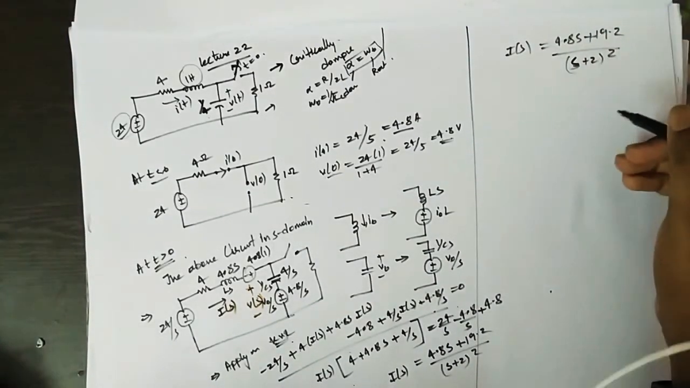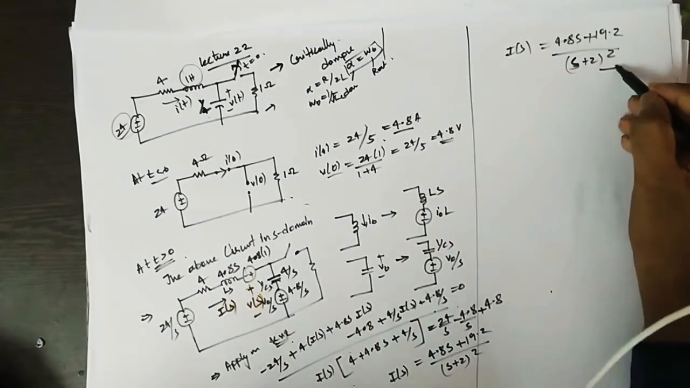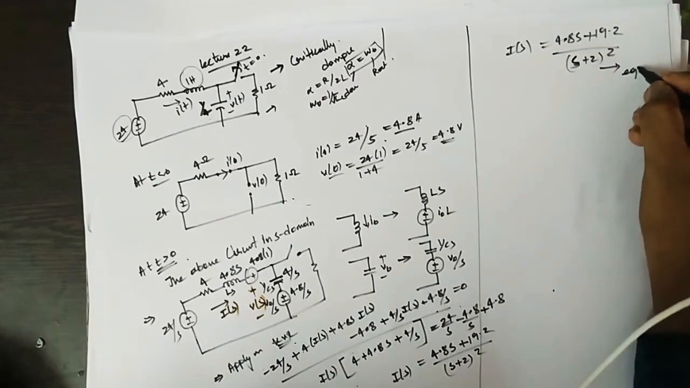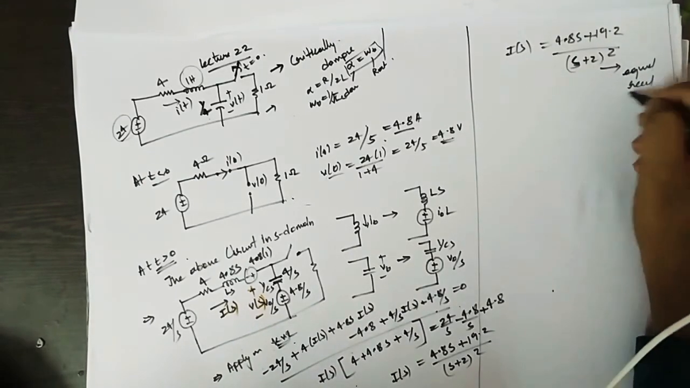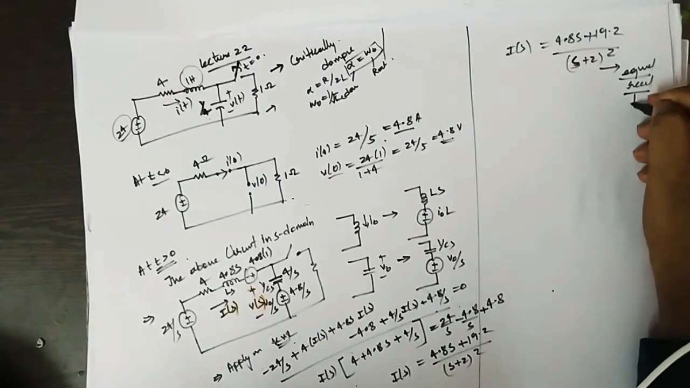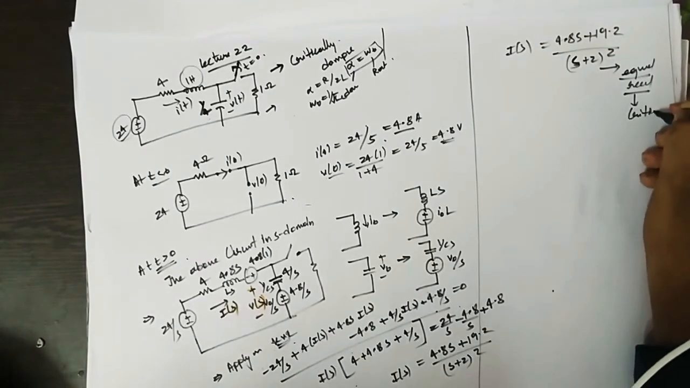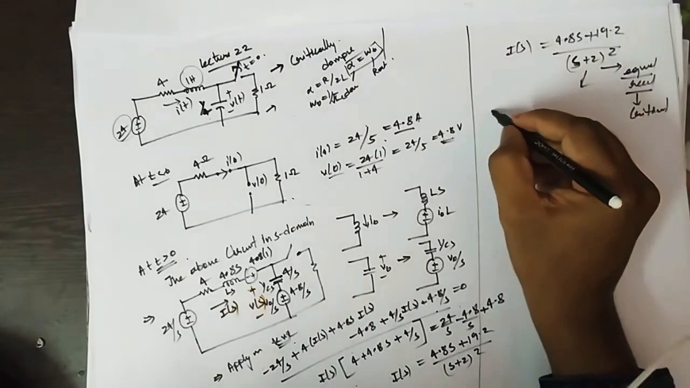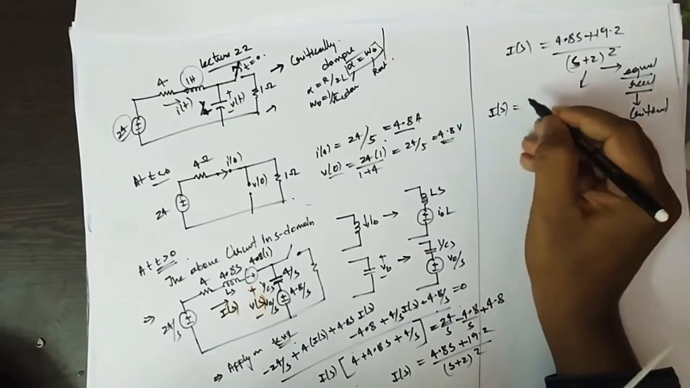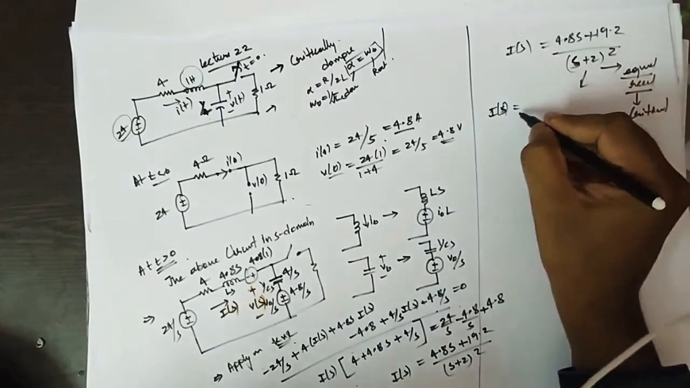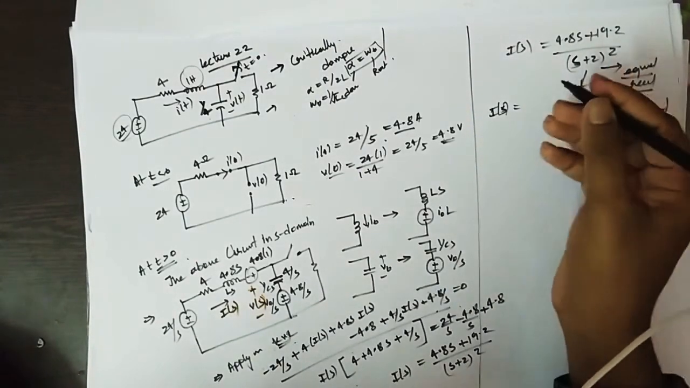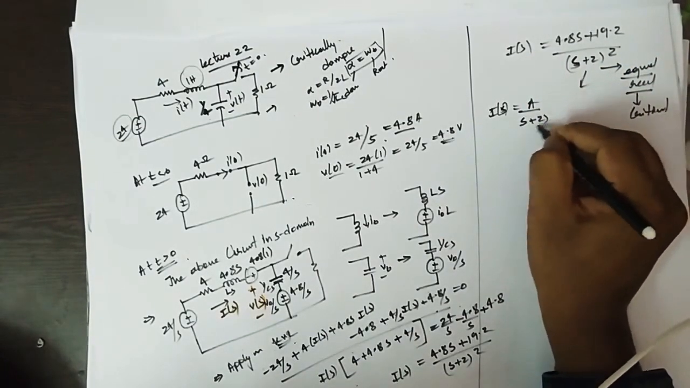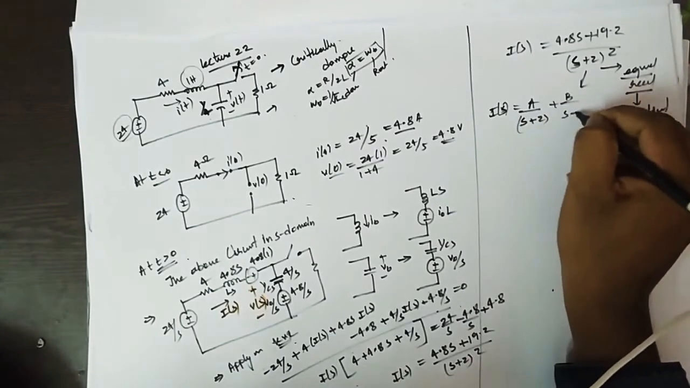By looking at the denominator, the roots are real and equal. When the roots are real and equal, it is critically damped. So to find the inverse of I of s for this critically damped circuit, we have to write the components in partial fractions as A by s plus 2 plus B by s plus 2 whole square.